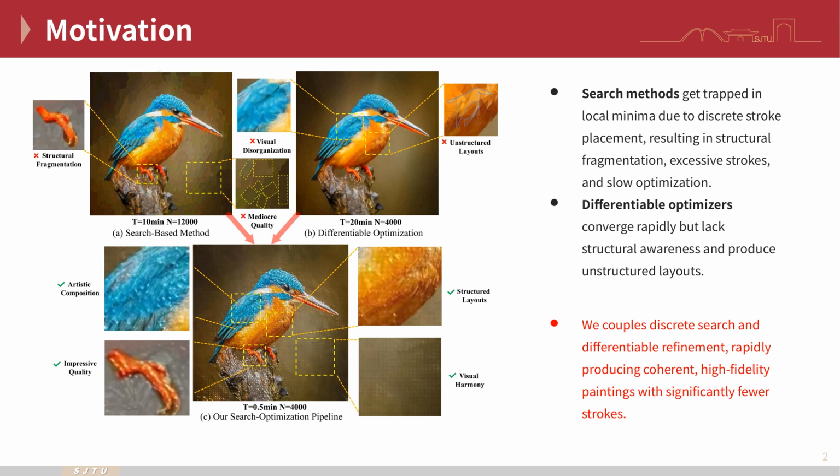On one hand, traditional search-based methods rely on discrete stroke placement. This often leads to structural fragmentation and slow optimization, sometimes requiring tens of thousands of strokes. On the other hand, fully differentiable methods lack structural awareness. Because they heavily rely on pixel-level loss, they often produce visually disorganized layouts and easily trap the optimization process in local minima. To bridge this gap, our work asks a critical question. Can we achieve both the structural coherence of discrete search and the pixel-accurate refinement of continuous optimization?